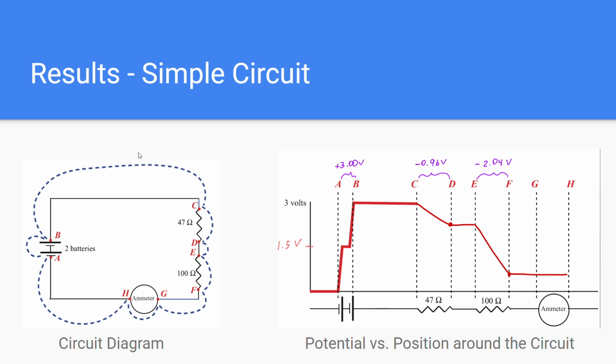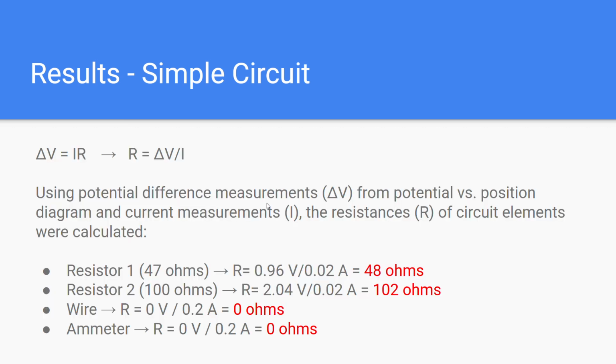So here are results from the simple circuit calculation where we determined the voltage change through different resistors. So from points C to D in this circuit, through resistor 1, the potential decreased by 0.96 volts, and then across the second resistor with a higher ohmic resistance, the potential decreased more, which is to be expected with a higher resistance, decreased by 2.04 volts, as shown in this potential versus position around the circuit graph.